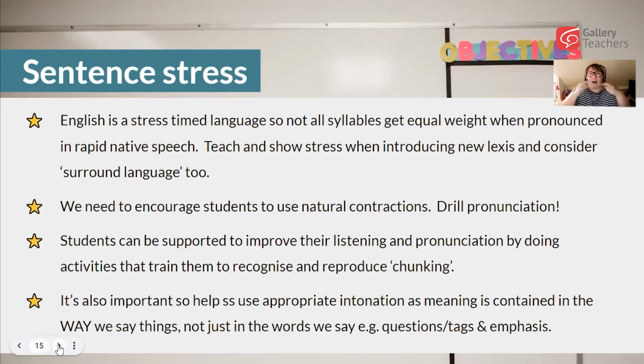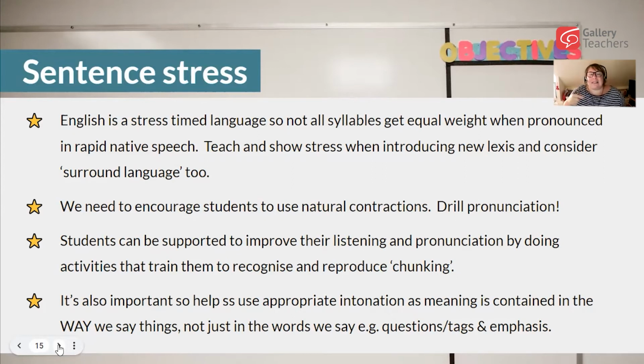So even if they can't exactly reproduce "I'm gonna," at least they can recognize it. So they're able to participate in conversations in a bit more of a natural way, versus sounding quite stilted if they're pronouncing, "I am going to see a movie later." "I'm going to see a movie later."